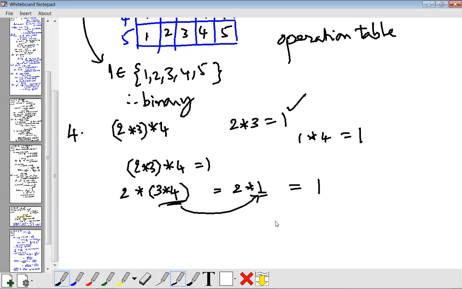Then the second question is asking, is it commutative? What we have done is nothing to do with that. So we need to check whether 2 star 3 equals 3 star 2. Okay. So second row, third column, 2 star 3 is given as 1. Then that is 1 here. So 3 star 2, third row, second column, is also 1. Therefore, commutative.